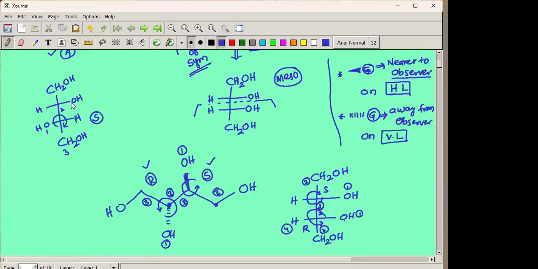Yes, configuration. Right here, this is the first priority group, this is the second priority group, this is the third priority group. Rotation is 1, 2, 3, clockwise direction. So what is the configuration? Yes, sir, both are S. If both are S, that is optically active. Clear?